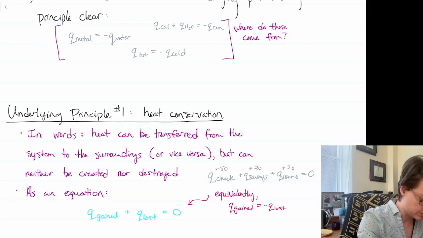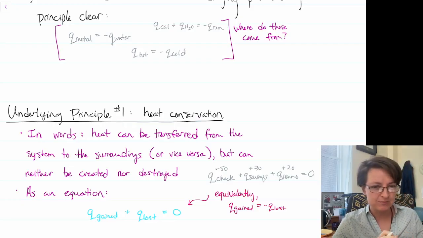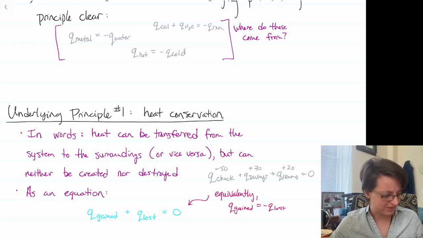I'll point out what I'm showing in pink is that sometimes folks like to mathematically rearrange this so that instead of adding up all the terms equal to 0, they'll say that all the things that gain heat are equal but opposite in sign compared to the things that lose heat. That's totally fine if you want to do it that way. It's mathematically equivalent. You'll see me using the blue version of the equation because that's the one that makes a little bit more sense to me.